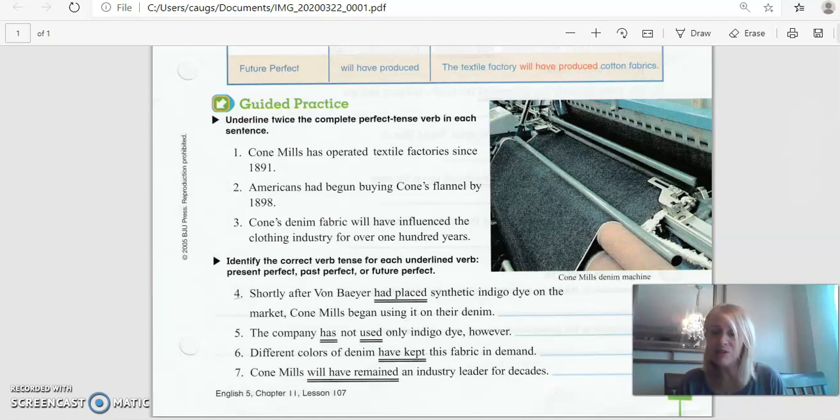So number 6, different colors of denim have kept this fabric in demand. Again, referring back to the purple section at the top, it says if you use has or have plus the past participle, it means it's the present perfect. So have kept means it's the present perfect. And then number 7, on the last one, Cone Mills will have remained an industry leader for decades. Okay, this one's kind of easy because it has the word will have. And when you have will have, it's going to be the future perfect. So let's write future perfect there.